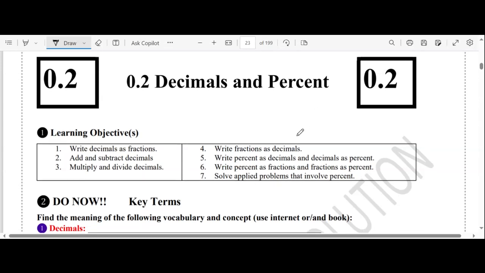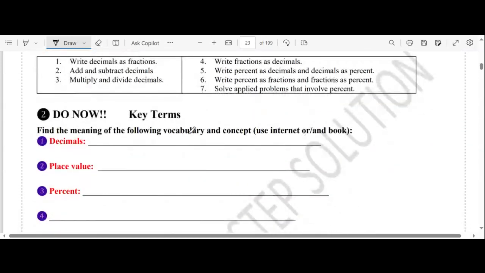So you have vocabulary here. You need to find the meaning of each word and write it down here. That should be done in class. Okay.